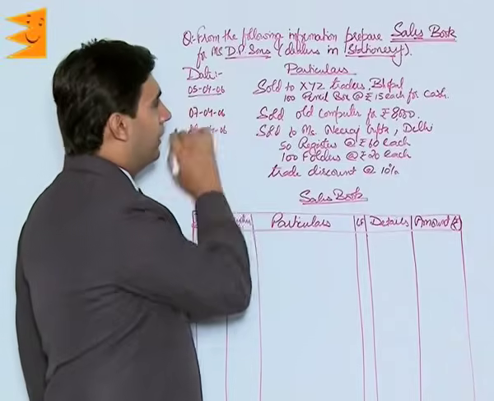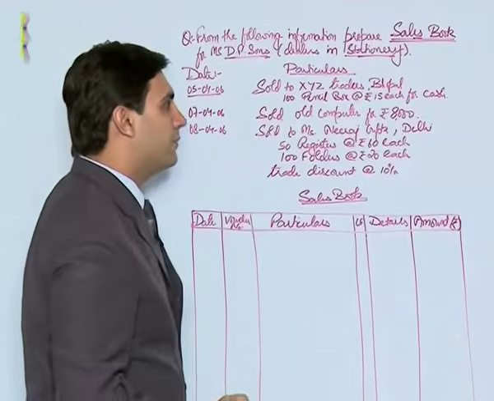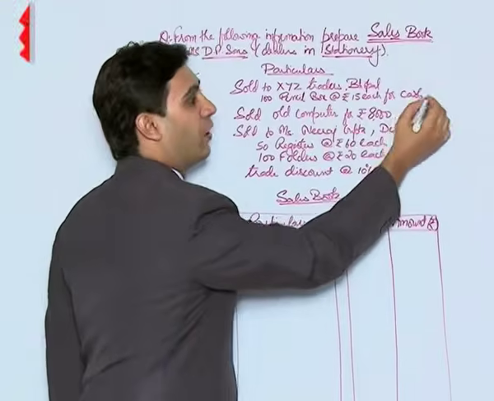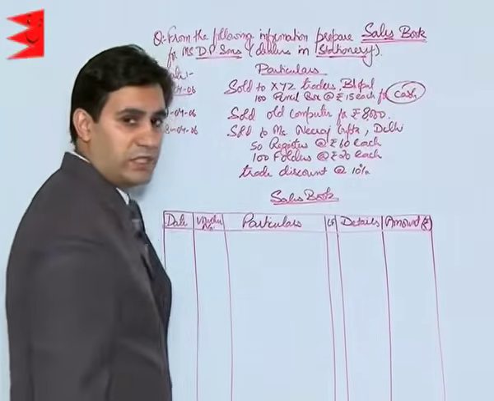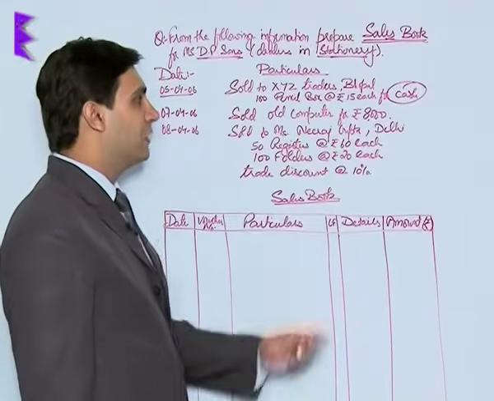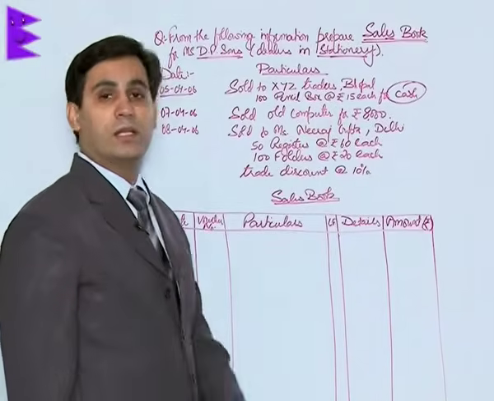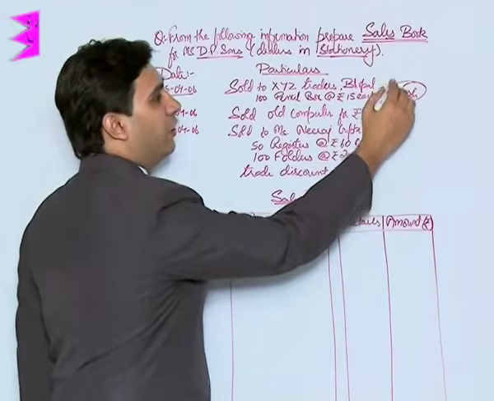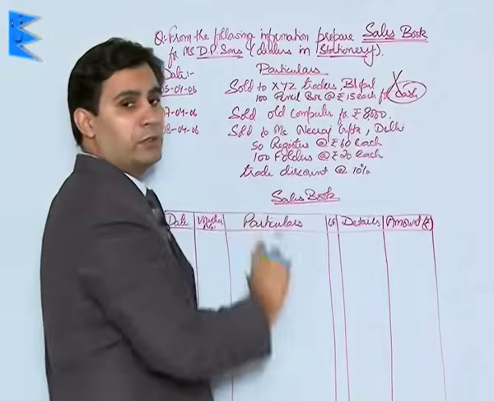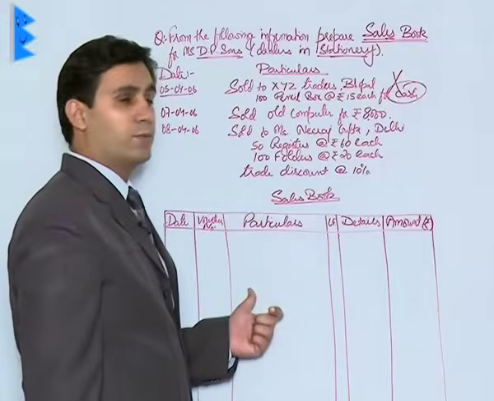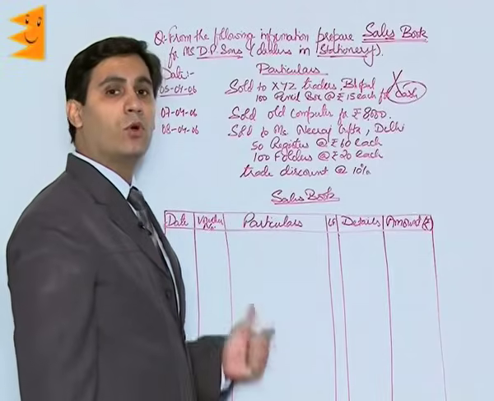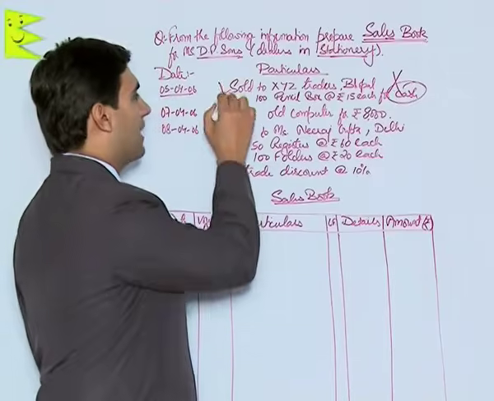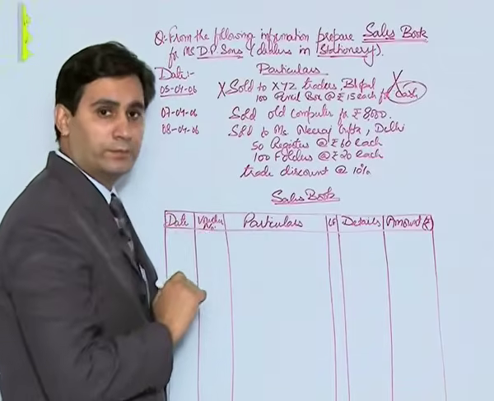On 5th April, sold to XYZ Traders Bhopal 100 pencil box at the rate of 15 each for cash. Now students, it is clearly mentioned that these pencil boxes have been sold for cash. Since they have been sold for cash, that means there will be no recording of this particular transaction in the sales book, as in the sales book only the credit transactions are recorded. So this particular transaction would not be recorded.